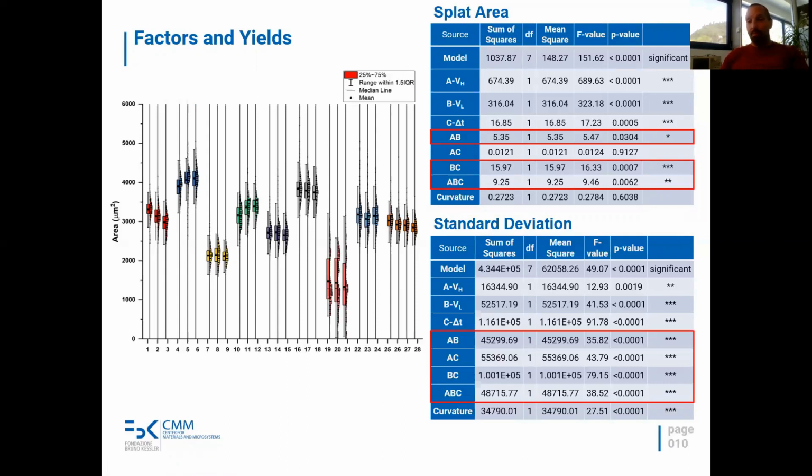The interesting thing is that, as we could expect, the first order terms are basically all significant. However, we also have the significance of the mixed terms. So the interactions between the waveform parameters are also significant, and they are significant both for the splat area and for the standard deviation.